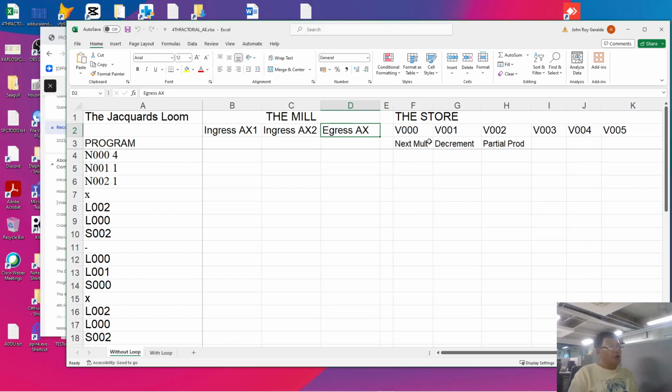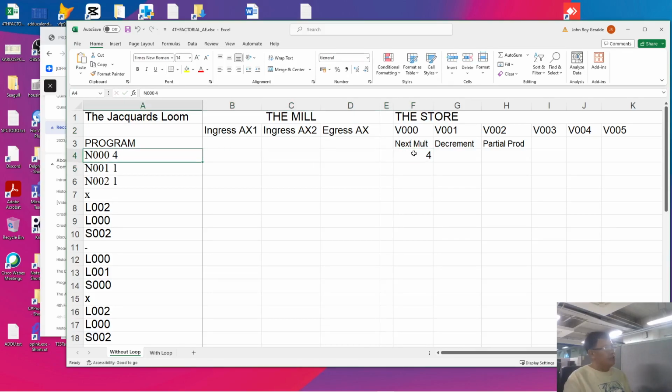For example, when the current multiplier is 4, to compute the next one, we'll have to subtract 1 from the current value, which is 4. So 4 minus 1 is 3, which tells us that the next multiplier is 3, and so on and so forth. And variable 002 is used to store the partial product in each multiplication of the factorial. So to make a long story short, variable 000 is the next multiplier, which will have a value of 4.